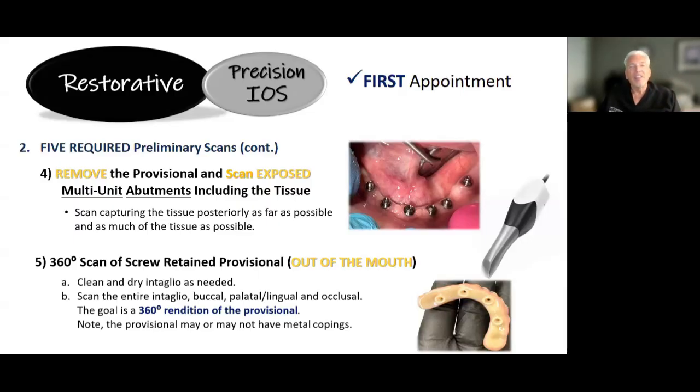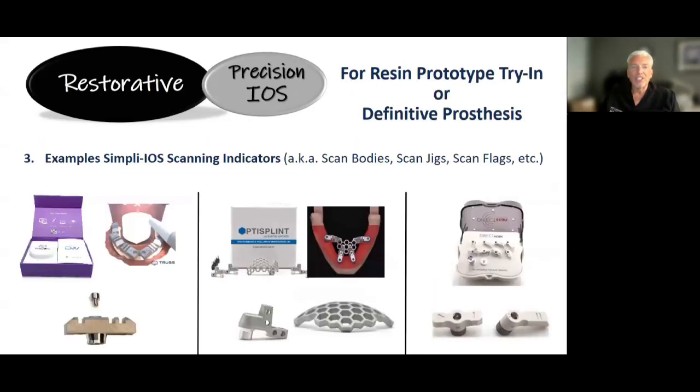It's five scans, but they don't take that long. It probably takes about the time of taking two PVS impressions. But it's a lot easier for a patient to do this than sometimes those impressions.